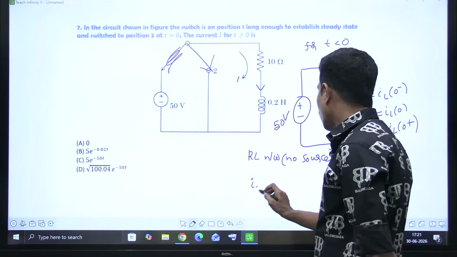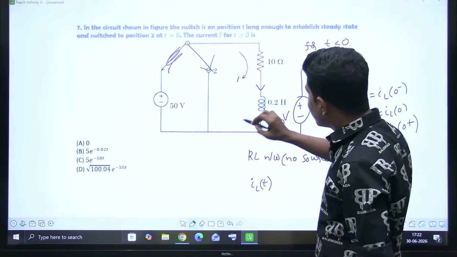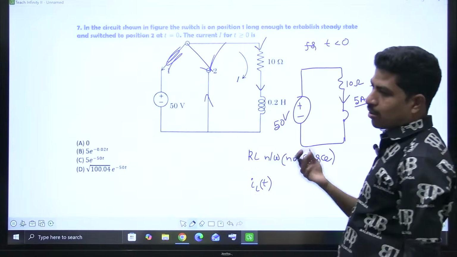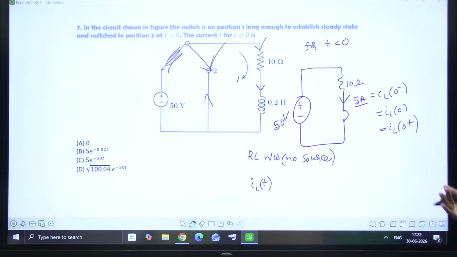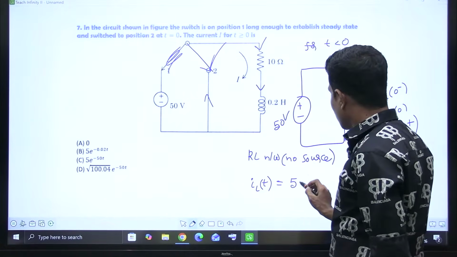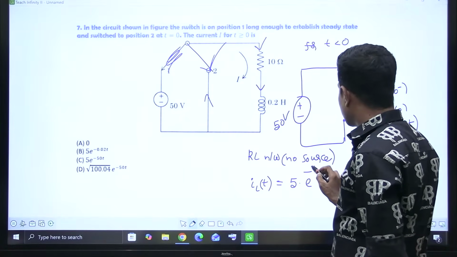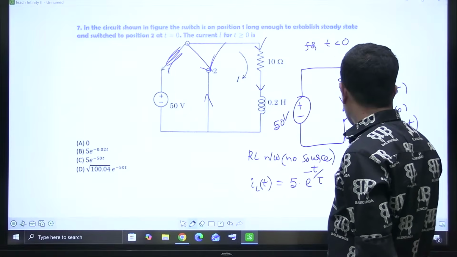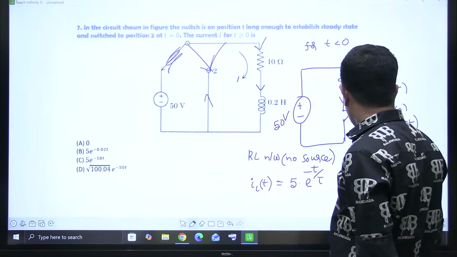So IL of t, current through the inductor, which is the same as the current through the switch, which is the same as the current through the resistance. Why? Because switch and resistance and inductance all three are in series, right? IL of t is equal to the initial current. How much is it? 5 into e power minus t by tau, where tau is equal to L by R, L equivalent by R equivalent.